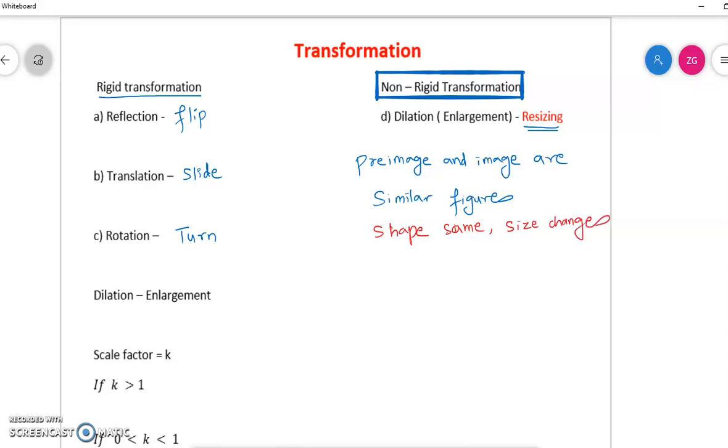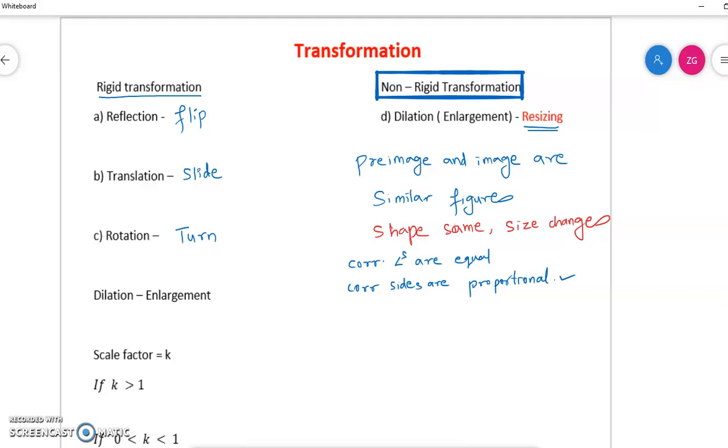When the shape is the same and the size changes, the corresponding angles remain the same. The corresponding angles are equal and the corresponding sides are proportional. We will see in the next example what exactly we mean by the word proportional. So in dilation, the size is either increasing or decreasing. The pre-image and the image are similar, having the same shape while the size changes.